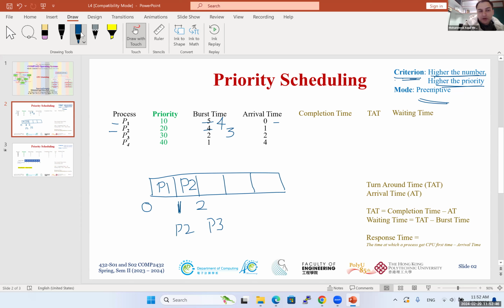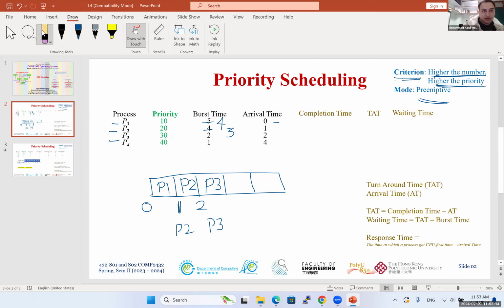If you see, process P3 has the priority 30, and the higher the number, the higher the priority. Since the number is very high in comparison to process 1 and process 2, it will execute process 3 here. You execute process 3 here for 1 cycle.